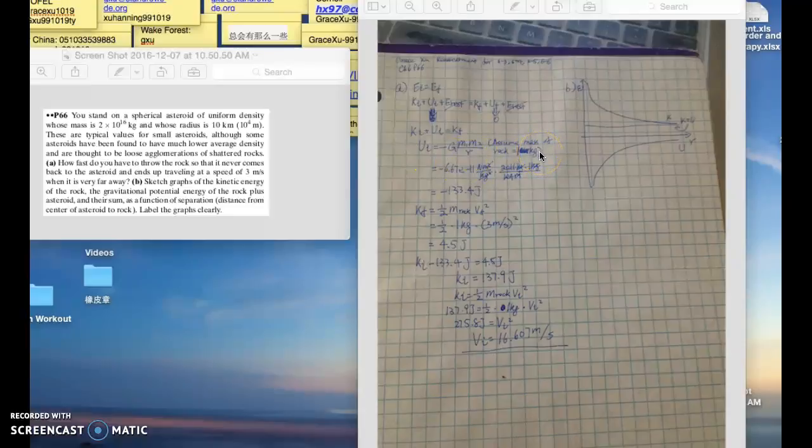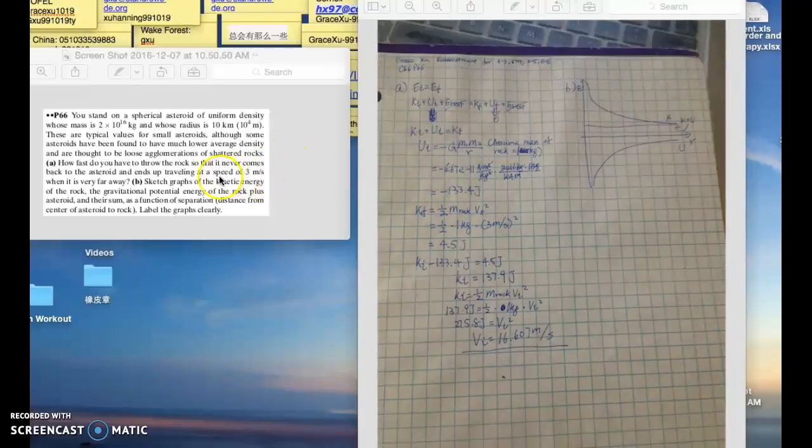I assumed the mass of the rock as 1 kilogram here because we weren't given the mass and we needed it to calculate the interaction energy, which in this case is the gravitational energy. I just plugged all the constants in, and this is what I ended up with.